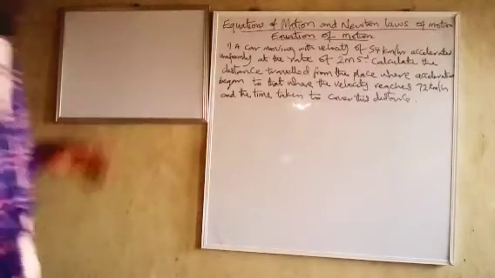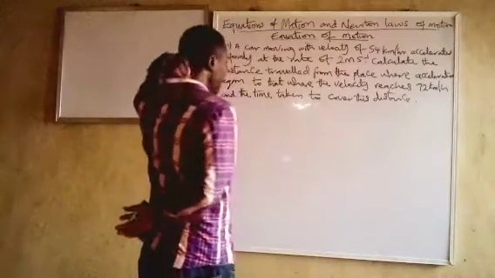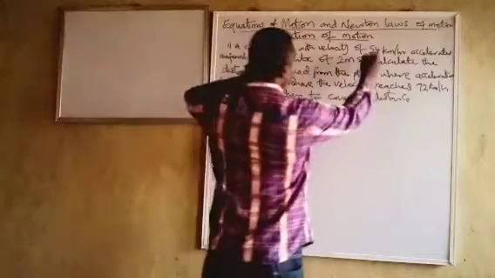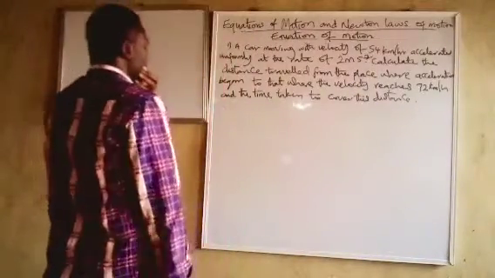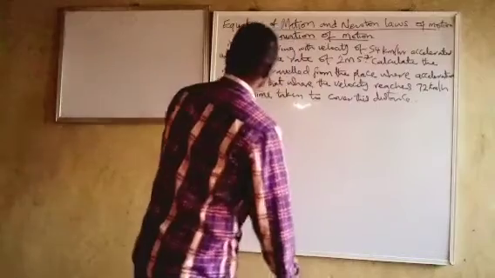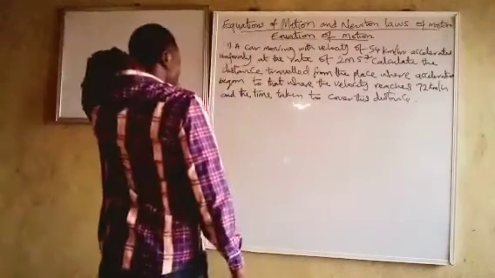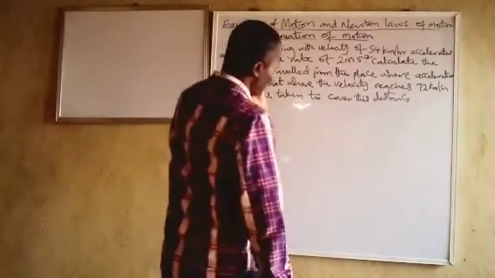Now let's look at some examples. Now we have a question. It says a car moving with velocity of 54 kilometers per hour accelerates uniformly at the rate of 2 meters per second squared. Please calculate the distance traveled from the place the acceleration began to where the velocity reaches 72 kilometers per hour and the time taken to cover this distance.